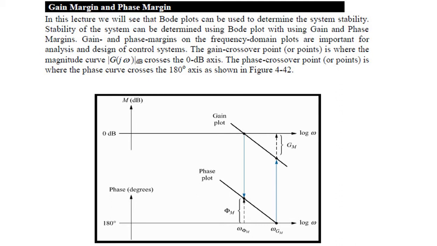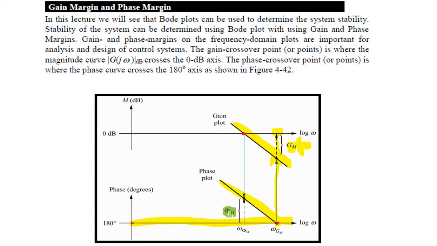The gain crossover point is where the magnitude curve crosses 0 dB, and the phase crossover point is where the phase curve crosses 180 degrees. In order to find the gain margin here, we need to take 180. It will cross at the phase plot here, and at this point we will pull the frequency up until we cross the gain plot here. So from this point to 0 dB, this range is called the gain margin.